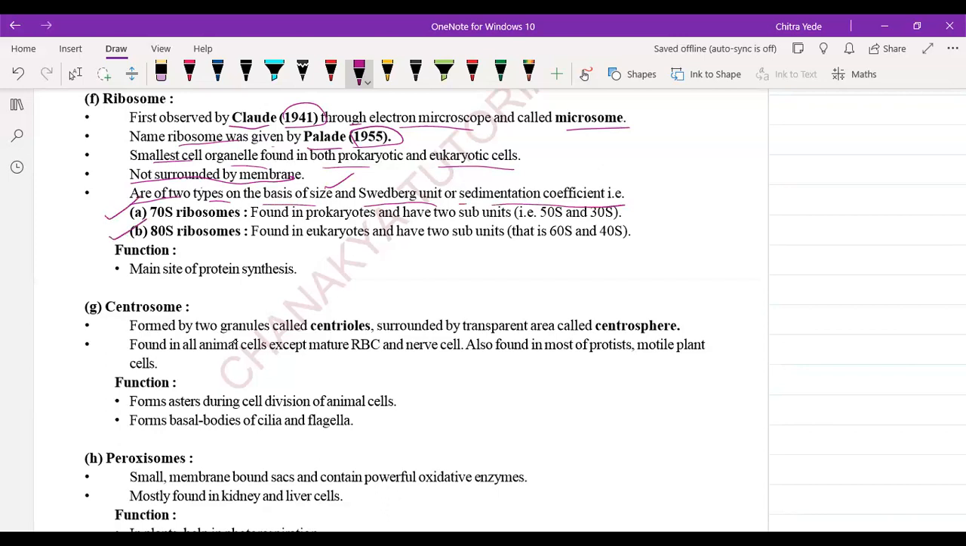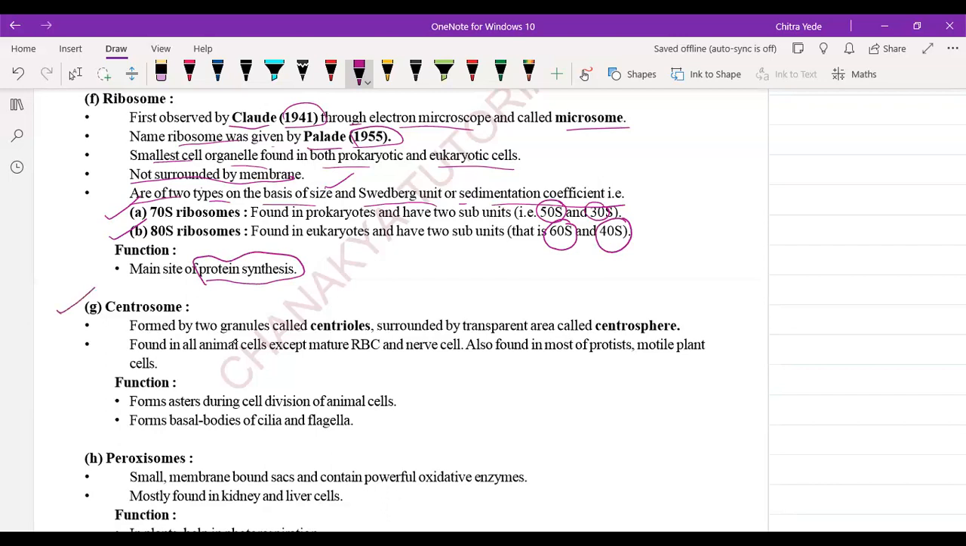They are made up of two subunits. One is called the large unit and one is called the small unit. The large unit in the 70S ribosome is 50S, and the small is 30S. In the 80S ribosome, the units may be like one is 60S, another is 40S. And they help in protein synthesis. This is the only function of the ribosomes.